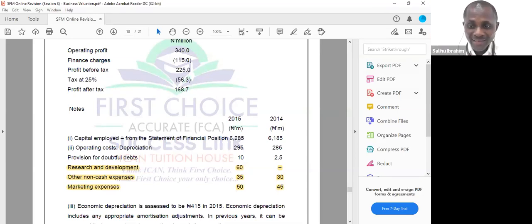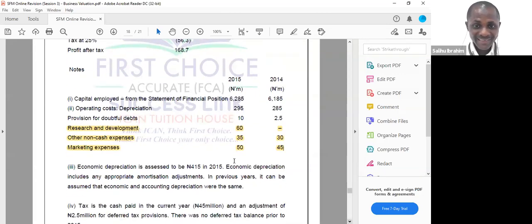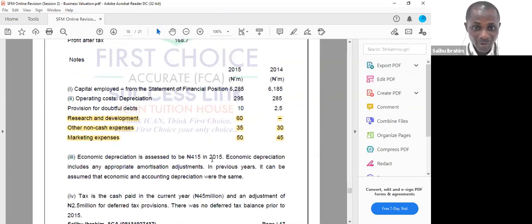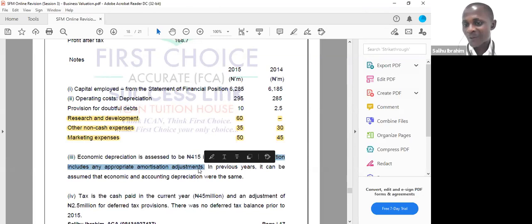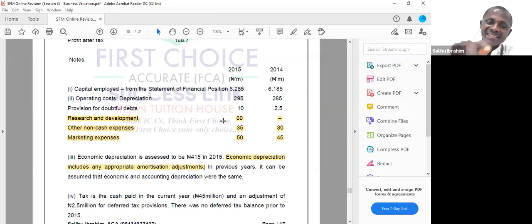But the question has stated otherwise here, look at it. Economic depreciation includes any appropriate amortization adjustment. So I don't need to compute any amortization again. That is the reason why the question did not even give you the basis to compute amortization. However, it gave you the basis for research and development, but no basis was given for other marketing expenses and, I think, advertising, Abi, or whatever.